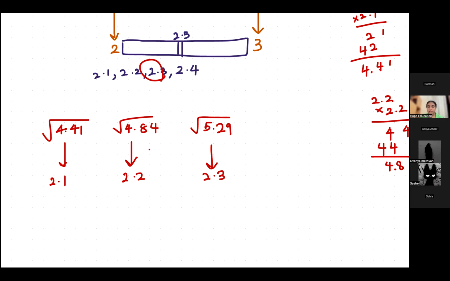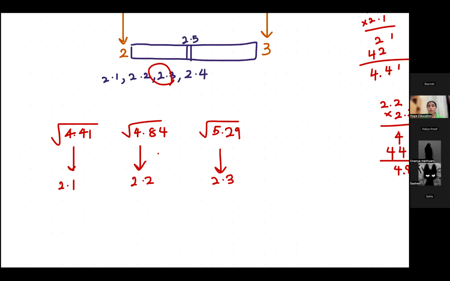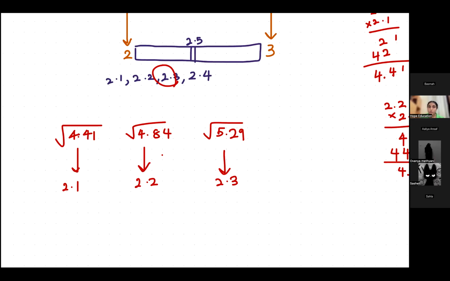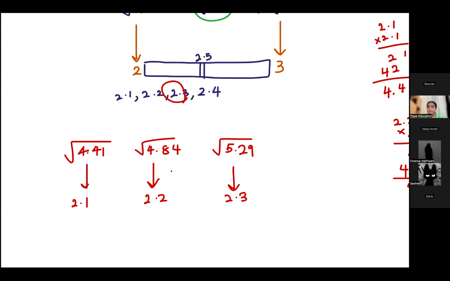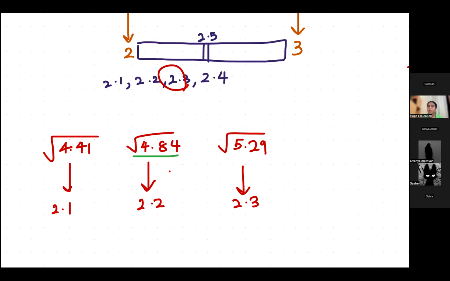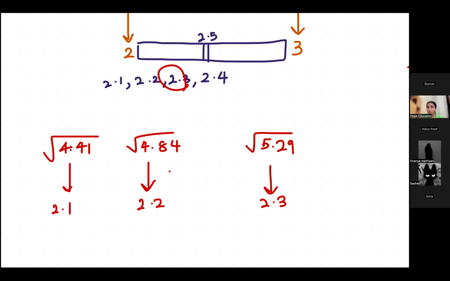Okay. Now what I want is not any of this. මට ඕනේ square root of 5. හැබැයි මෙතන මට square root of 5 වෙන්නේ නැහැ. Here I have square root of 4.84 as 2.2. Here I have square root of 5.29 as 2.3. මේ දෙන්න මැද නේද square root of 5 තියෙන්නේ. 4.84 and 5.29 මැදනේ 5 තියෙන්නේ නේ.